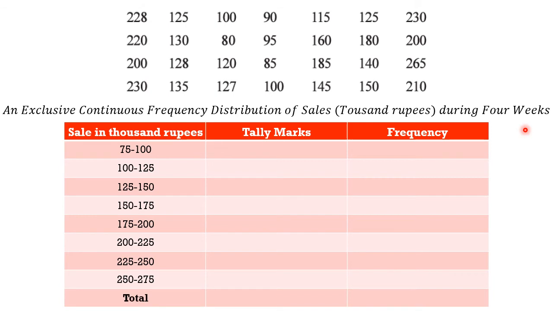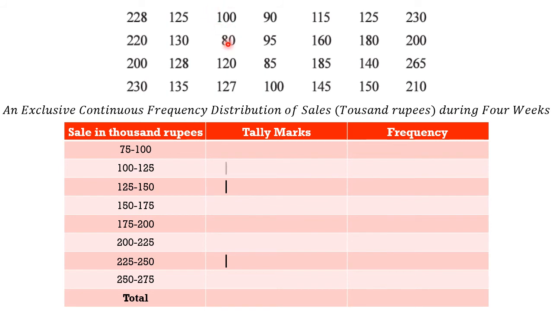Okay, our first observation here is 228. Now 228 is a part of 225 to 250, so my first telemark will be there. Next is 125. Now 125 will be either 100 to 125 or 125 to 150. I have told you guys that when this value is repeated, we have to take it in the next class, that is in 125 to 150, where 125 is the lower limit, and there we will put our telemark.